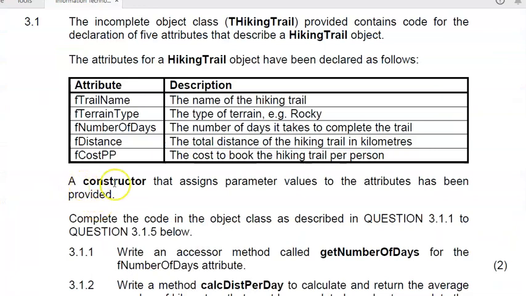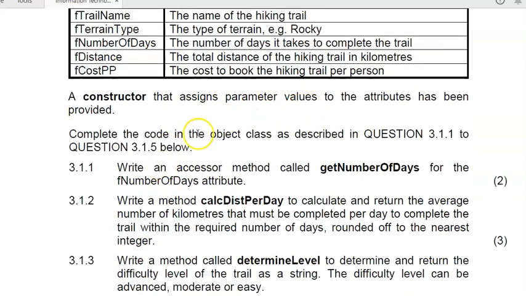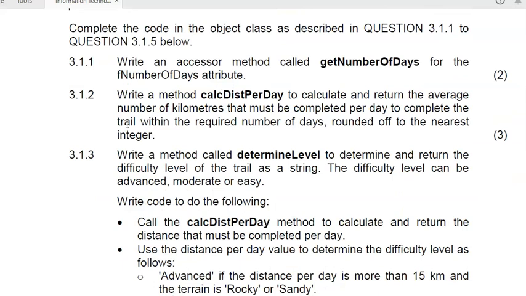They would then also describe what was provided. So here the constructor was provided with parameters that are assigning values to the attributes. And then they say complete the object class following these questions. Now question 3.1 is in your class, so make sure that is where you are coding. And any method that is not done in the class but described in question 3.1 for the class is not going to score any marks even if it is correct. So let's have a look at the first question.